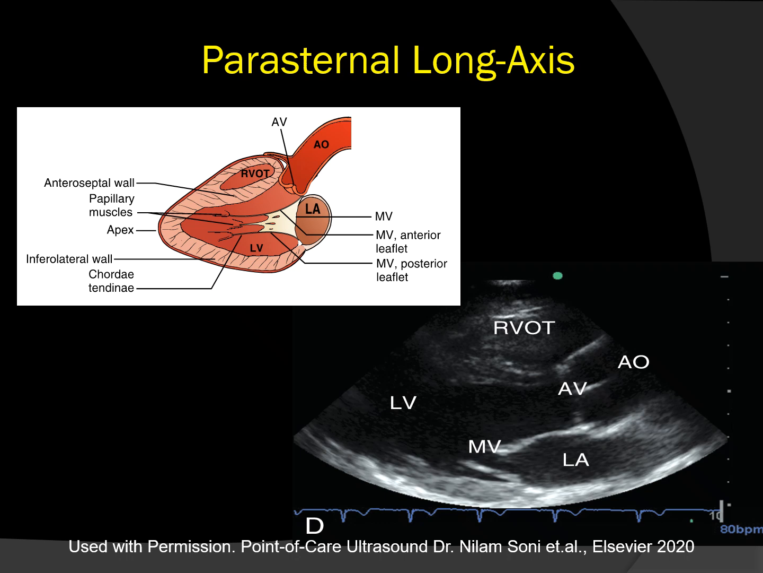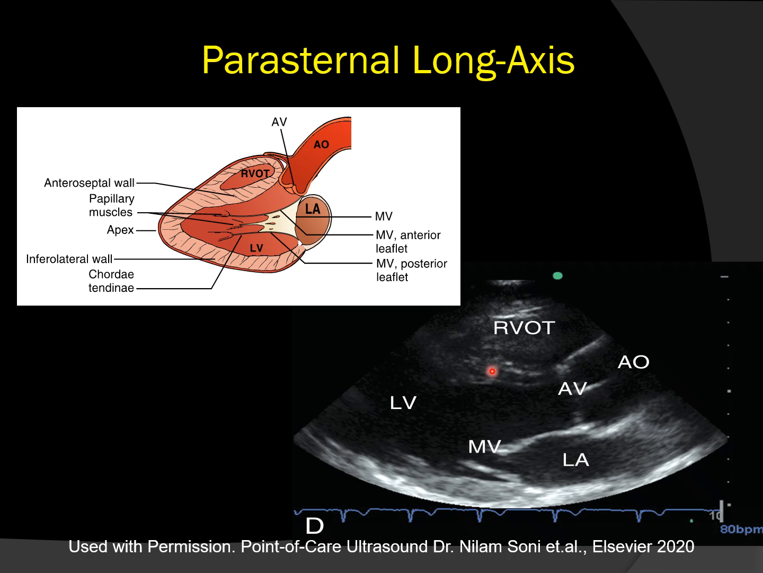This is a typical image of the parasternal long axis. Here visualized is the right ventricular outflow tract, which is also seen in this cartoon image here. We will look at the aorta next, sitting here, and the left atrium sitting right here. We call this the three chambers: the left atrium, aorta, and right ventricular outflow tract.